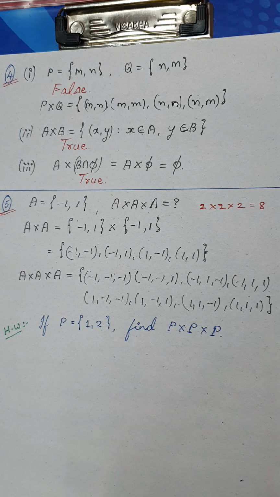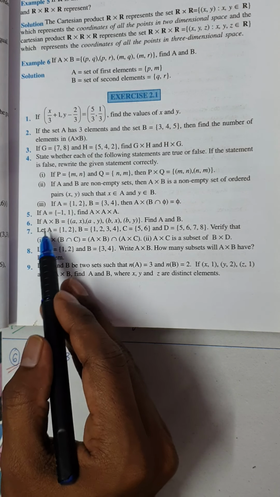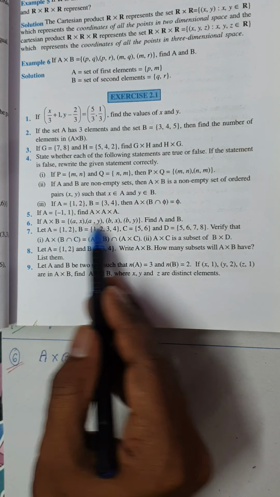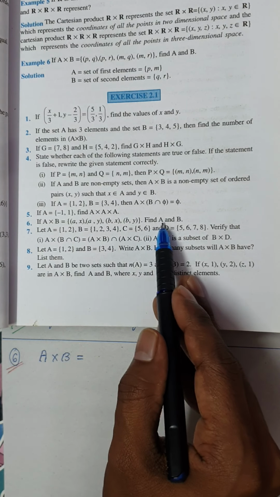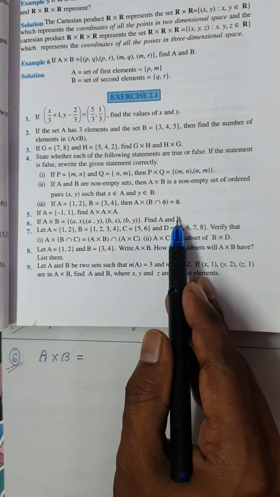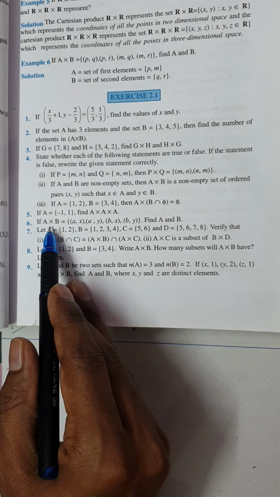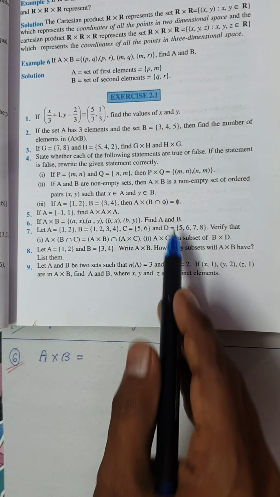Now let's go to question number 6. Question number 6 says, if A cross B is equal to a given set, the Cartesian product of 2 sets, you have to find A and B. It's the reverse process. If the 2 sets are given, you know how to find out the Cartesian product. If the Cartesian product is given, can you find out these sets separately?